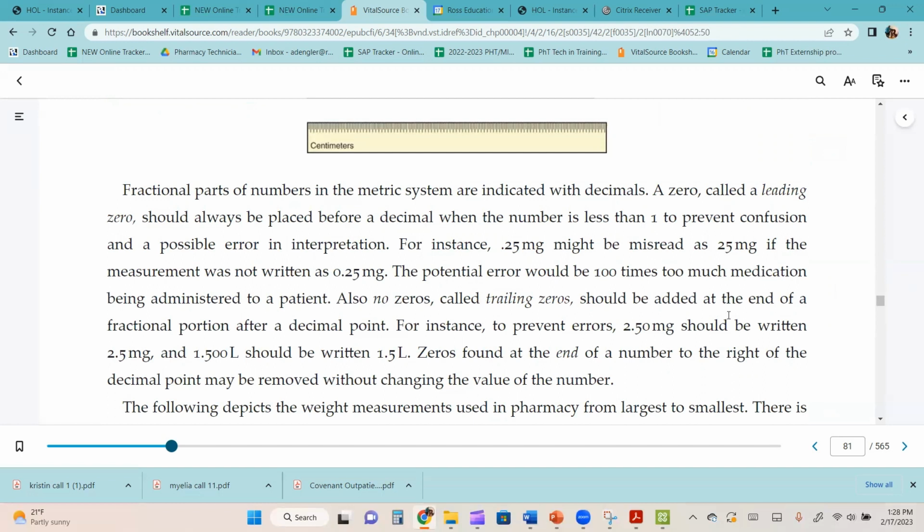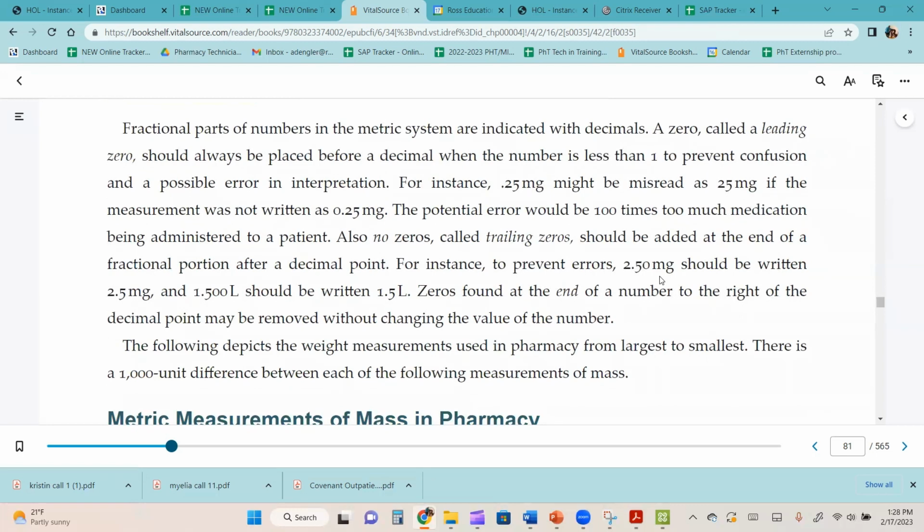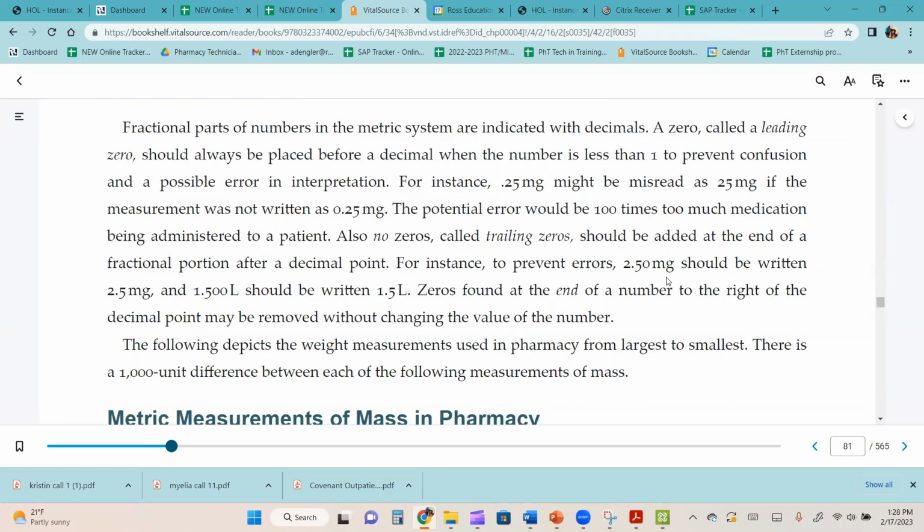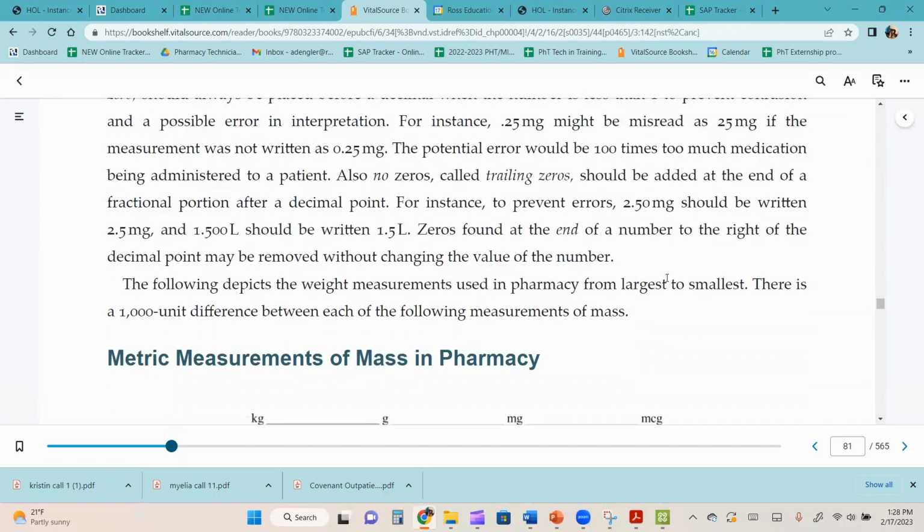Fractional parts on the metric system are used with decimals. So a 0 called a leading 0 should always be placed before a decimal when the number is less than 1 to prevent confusion and a possible error of interpretation. So here, if you have the strength 0.25, you cannot just write .25 because it could be misread as 25 milligrams. And that potential error would be 100 times too much medication being administered to a patient.